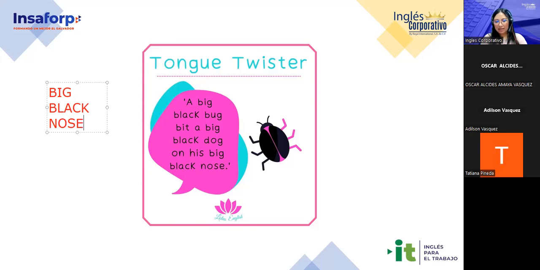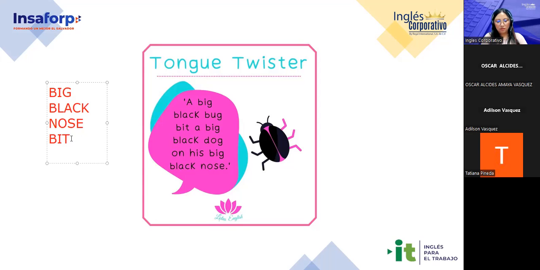Letter E, it doesn't have a sound. Entonces, esa es nuestra meta. Resaltar estas consonantes finales. Bit. T, t. Oigan la T. Bit. T. Okay. Quiero ver qué otro.